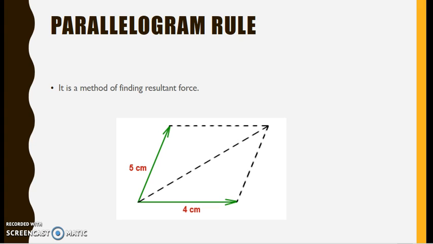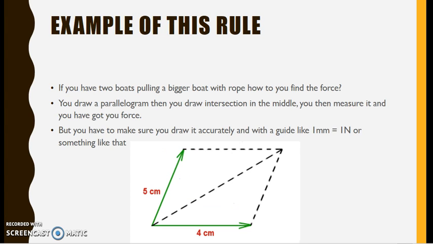So it's the parallelogram rule. It is a method of finding resultant force. As you can see, 5 centimeters, 4 centimeters, and they make a parallelogram. So like, yeah. Example of this rule.